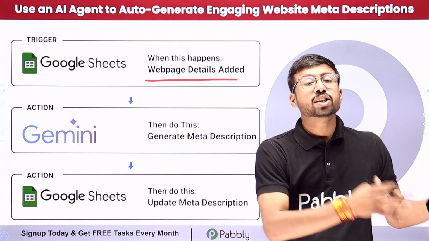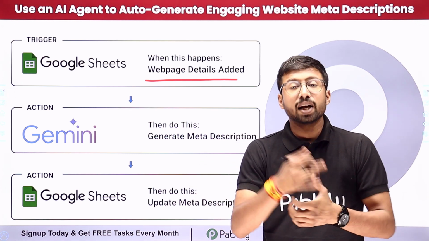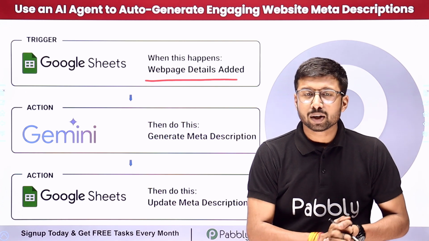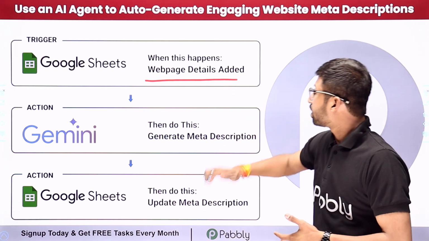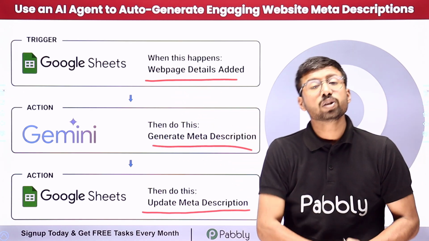And then this AI agent will take the web page details of your website from Google Sheet, and after that, using Google Gemini, it is going to generate the meta description for each and every page. And after generating the meta description, we are going to update the meta description back in our Google spreadsheet as well in the same row which was given by Google Gemini.